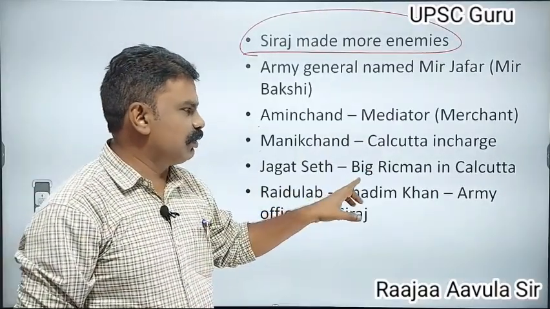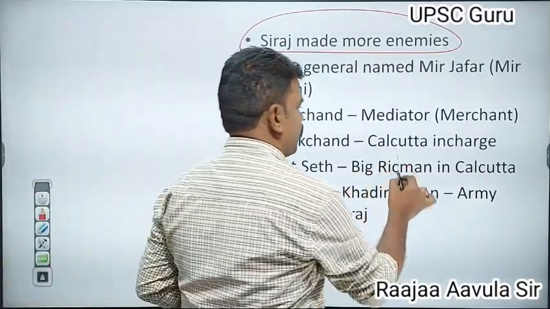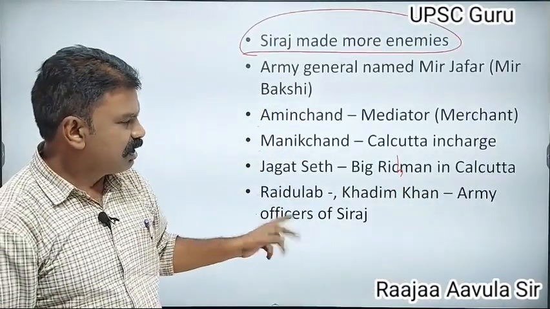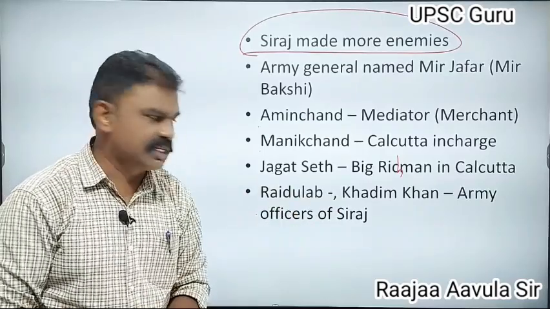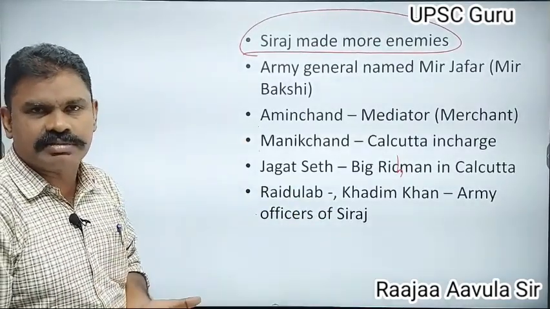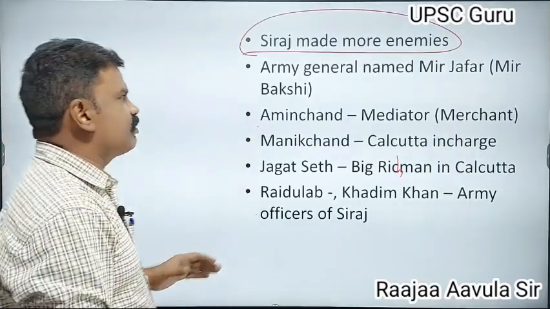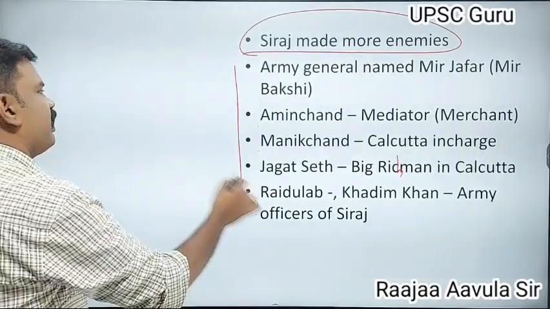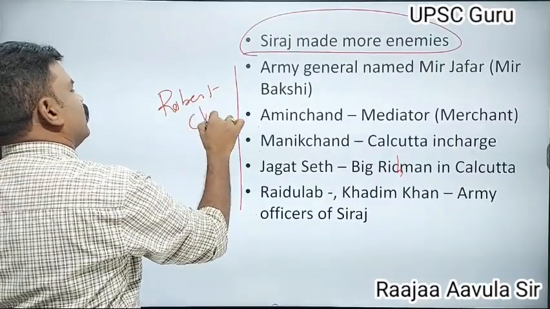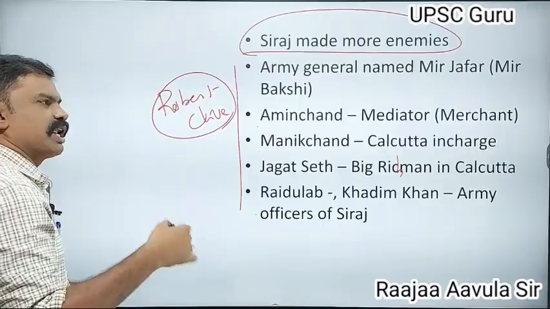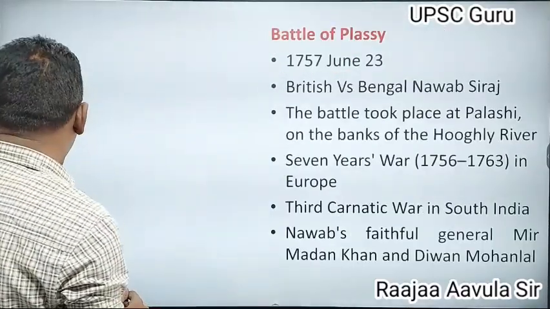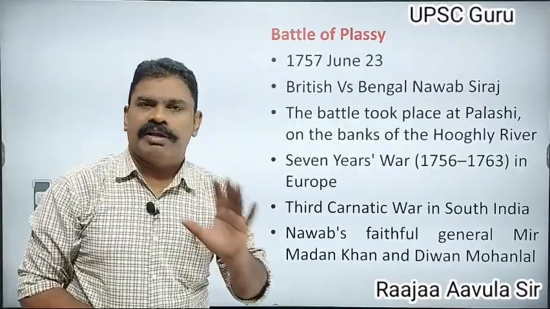Jagat Seth was a very rich man in Calcutta. Raidullah and Kadim Khan were army officers of Siraz. All these were rivals of Siraz. All these rivals made friendship with Robert Clive. Finally, they gave help to Robert Clive against Siraz. That happened in the Battle of Plassy.